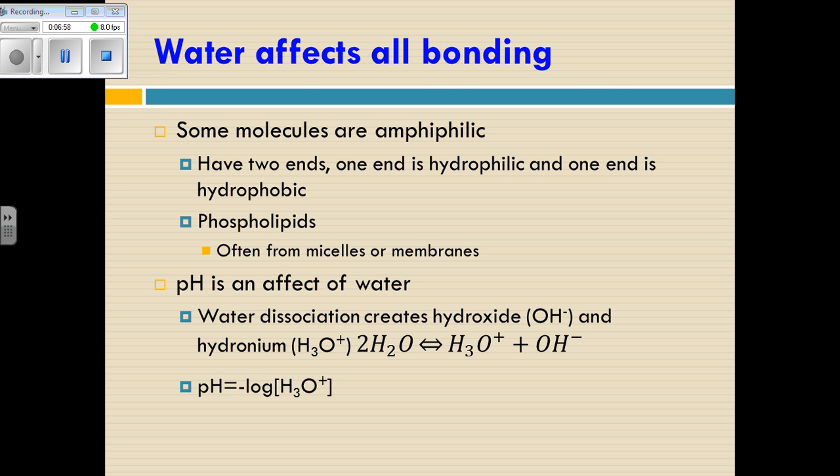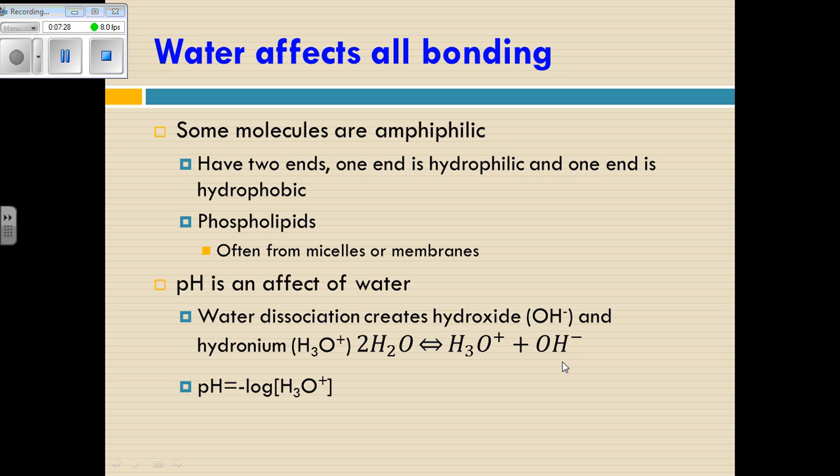pH is something that we talk about a lot. pH is actually an effect of water. So what happens is water, as it turns out, breaks apart. It dissociates into hydronium ions and hydroxide ions. So if you have two water molecules, it's going to break apart. The hydrogen from one of the water molecules is going to stick to the oxygen on the other one, and you get what are called hydronium ions and hydroxide ions.